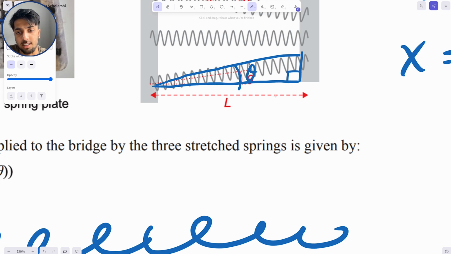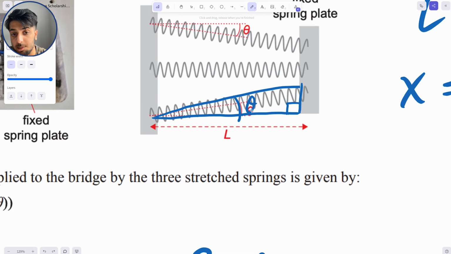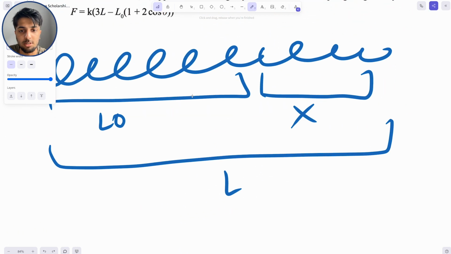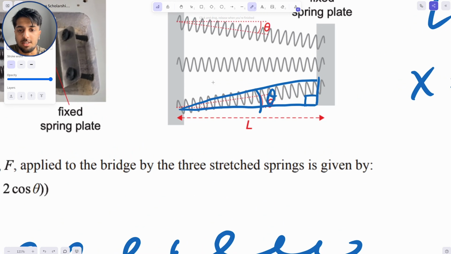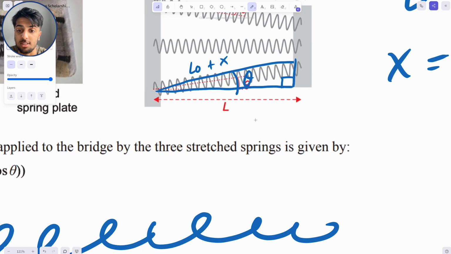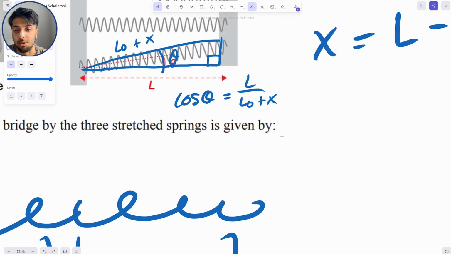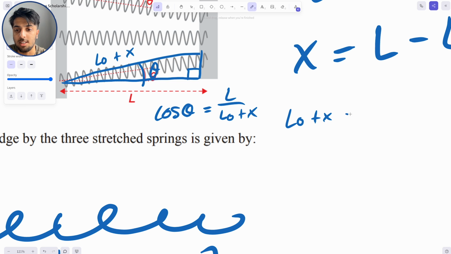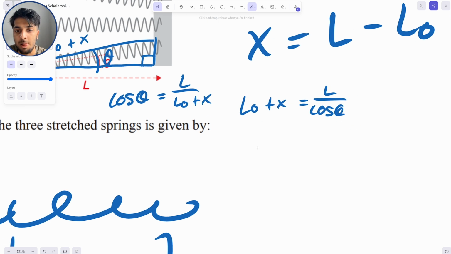So this base length right here is our L, as it's already been labeled for us. And this, similar to our depiction, is our L naught plus x. Using trigonometry, cos theta is equal to L over L naught plus x. Rearranging this for x, we get L naught plus x is equal to L over cos theta, and x is equal to L over cos theta minus L naught.